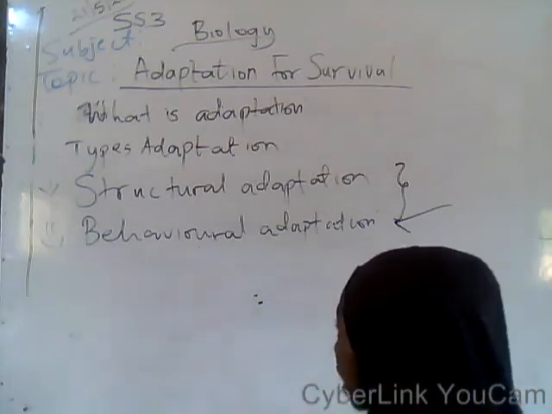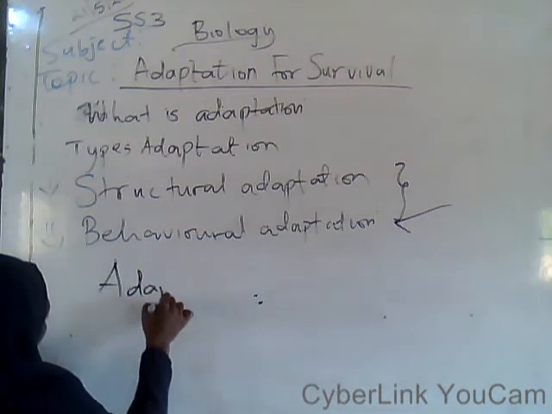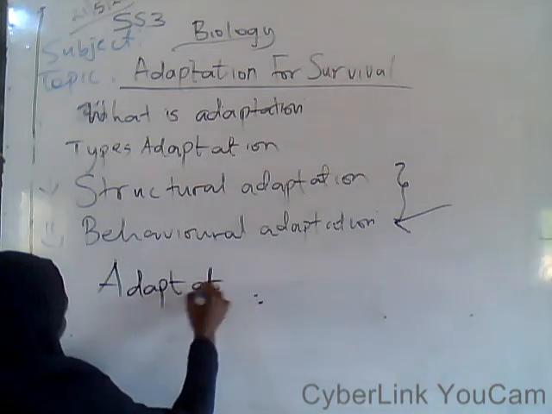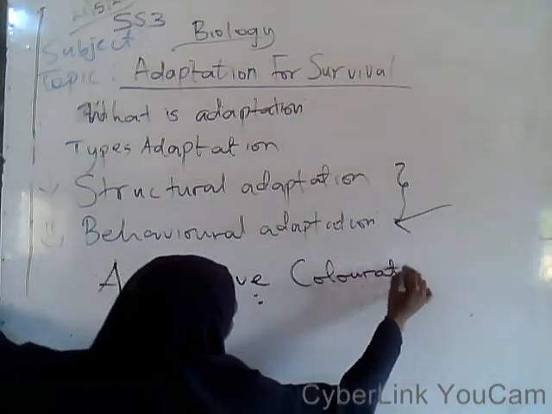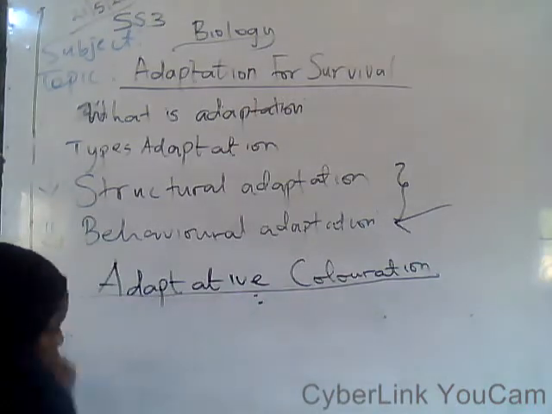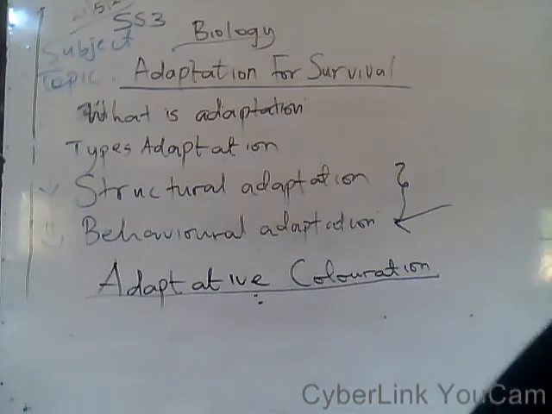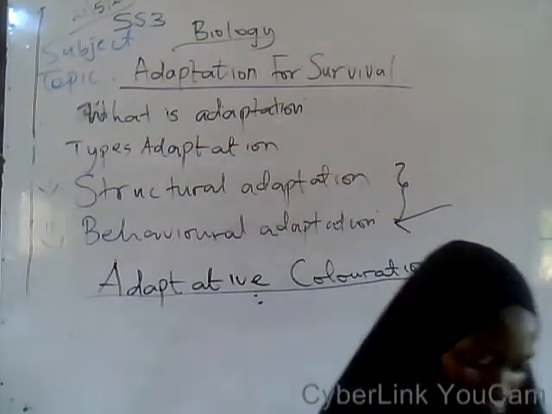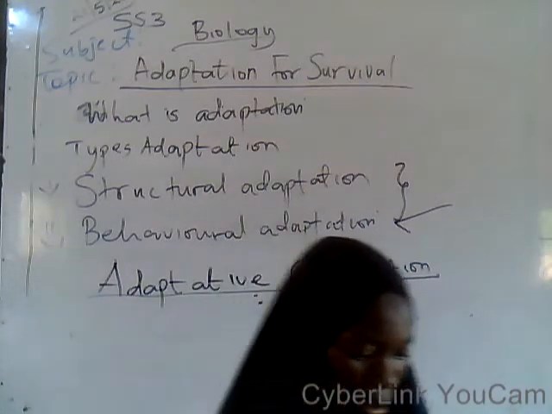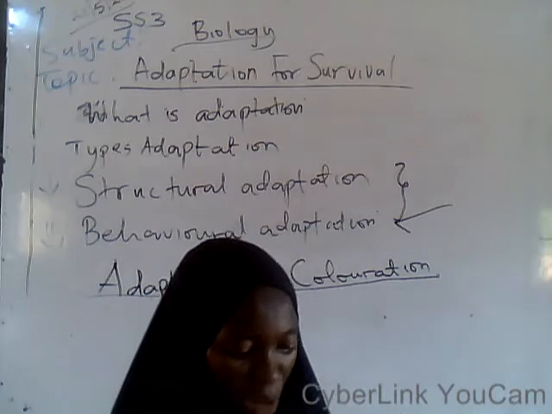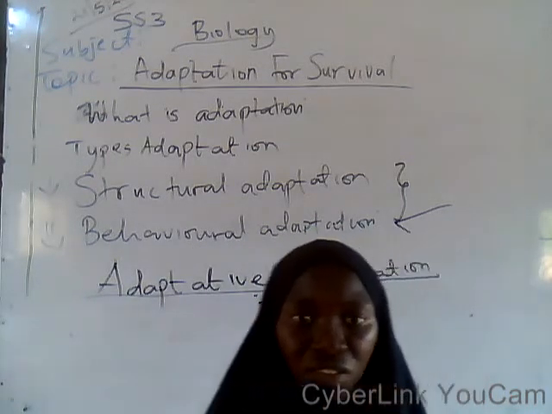Now, we are looking at some branches of this known as adaptive coloration. We are still under behavioral adaptation. Now, what is adaptive coloration? Adaptive coloration is a situation whereby an organism possesses a color which enables that organism to live better, to avoid predation, to catch its prey, and increases its chances of survival.